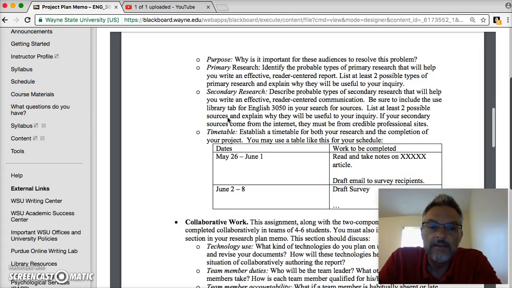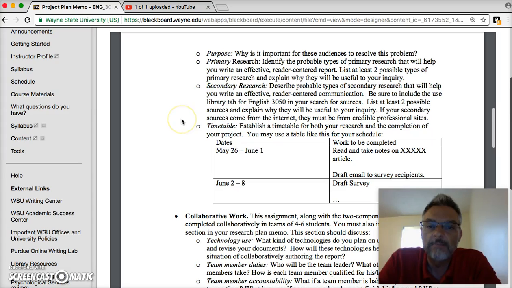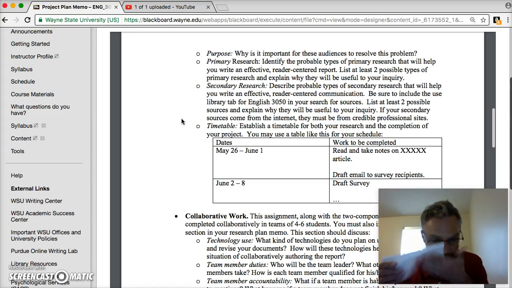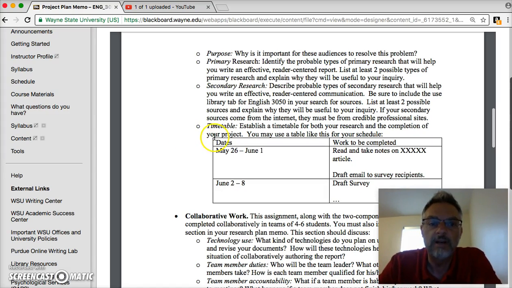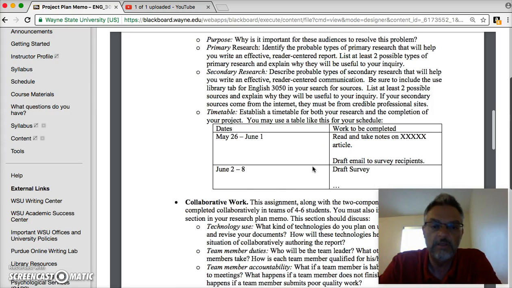Okay, and then you might have a timetable here, for both your research and completion of your project. You might want to think about how you might think about these things, when you're going to get them done, right? We're halfway done, and so here are some ideas that you might put a project together, like for example, this one says May 26th to June 1st. You're going to take notes on this article, draft a survey, email survey, interview people, etc., etc.